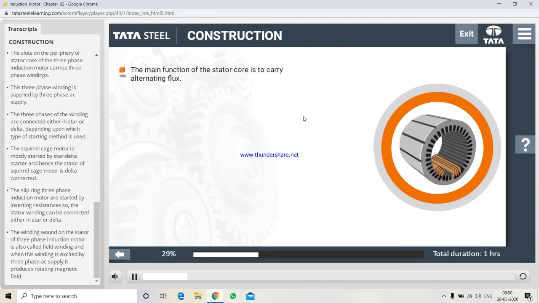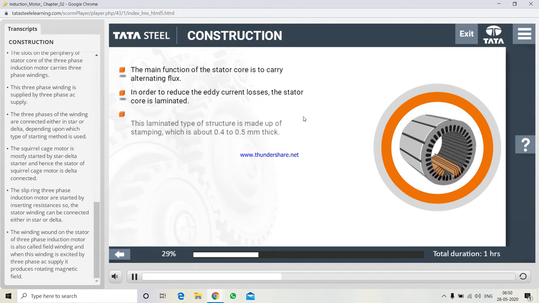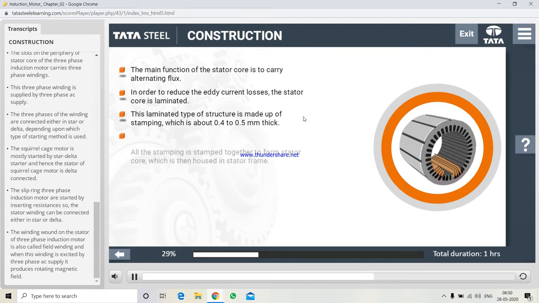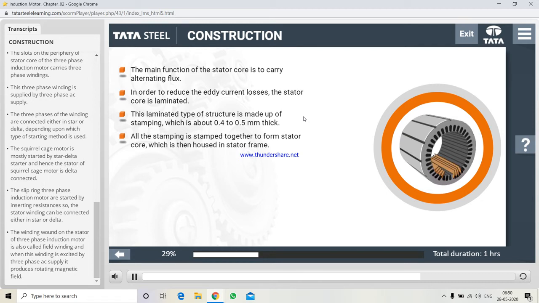The main function of the stator core is to carry alternating flux. In order to reduce the eddy current losses, the stator core is laminated. This laminated structure is made up of stampings, which are about 0.4 to 0.5 millimeter thick. All the stampings are stacked together to form the stator core, which is then housed in the stator frame. The stampings are generally made up of silicon steel, which reduces the hysteresis loss.